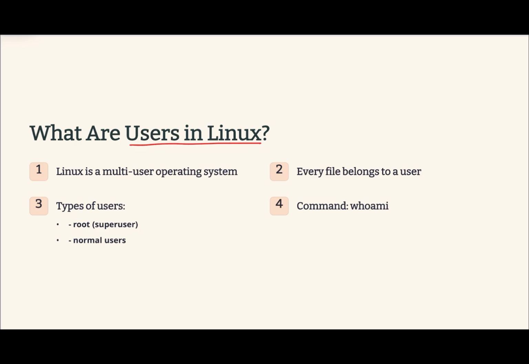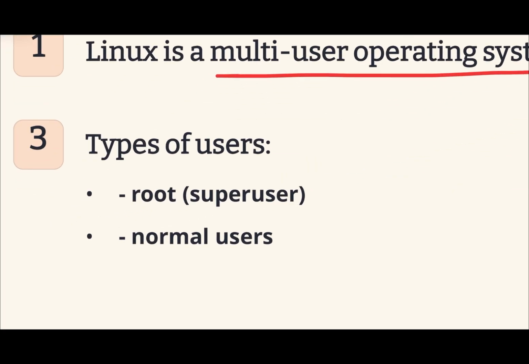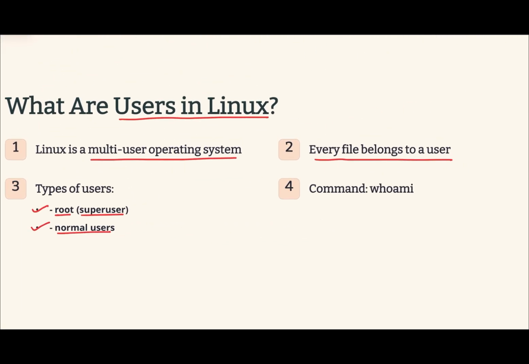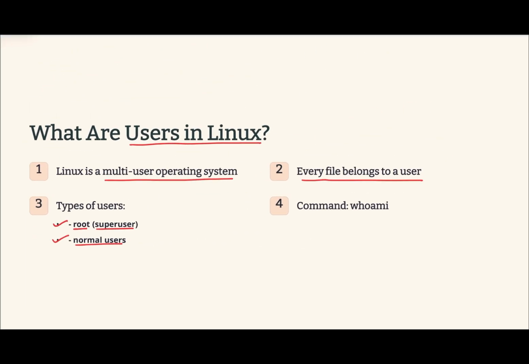So Linux is basically a multi-user operating system. That means it is a system which can be used by multiple users and every file here belongs to a user. So there are basically two types of users. The one is the root user, also called the super user, and the other one is the normal users. Now there is a command through which we can see which user we are logged in as, and the command for it is the whoami command.